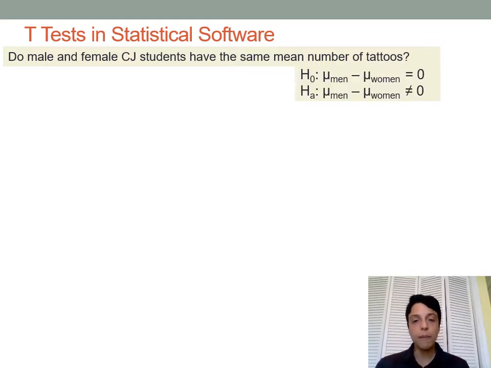So our null hypothesis for this hypothesis test is that among criminal justice students, the mean number of tattoos for men is the same as the mean number of tattoos for women. The alternative hypothesis would be that men and women have different numbers of tattoos in the criminal justice program. And so we'll be looking to see whether the sample, our class survey, gives us evidence that there's a difference in the number of tattoos that men and women have.